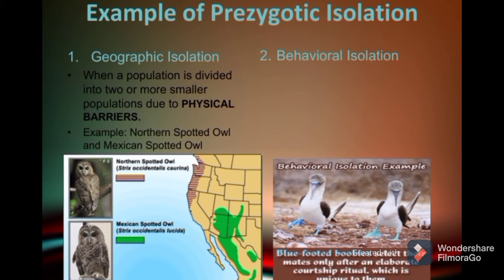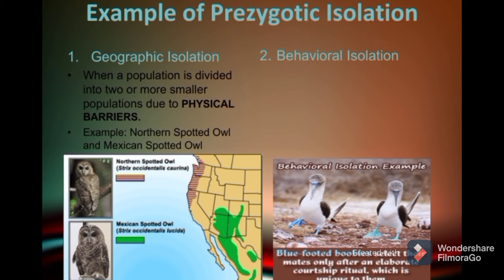Geographic isolation is when a population is divided into two or more smaller populations due to physical barriers. It is a mechanism of speciation that happens when populations of a species are divided by a geographic barrier. This can occur when rivers change course, mountains rise, continents drift, or organisms migrate. For example, we have the northern spotted owl and the Mexican spotted owl. Due to a geographic barrier, these species developed unique traits.